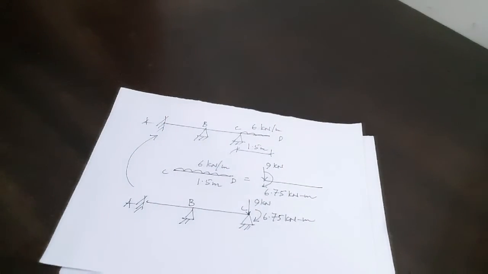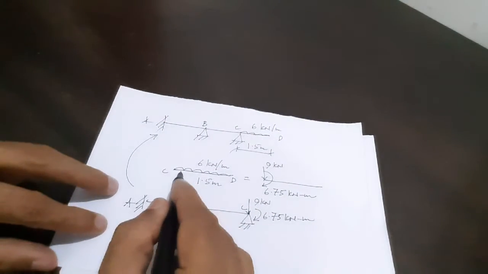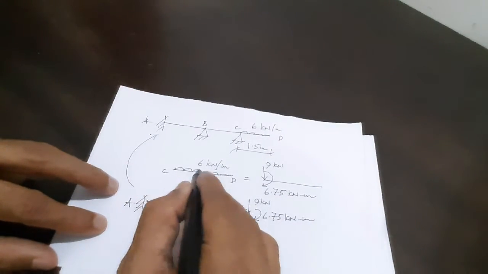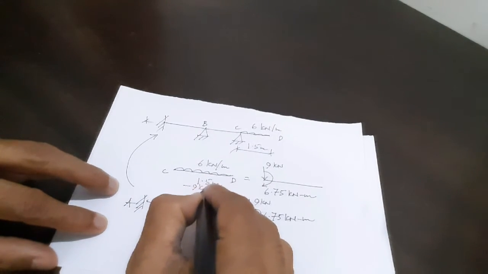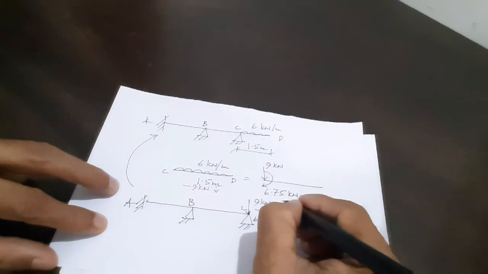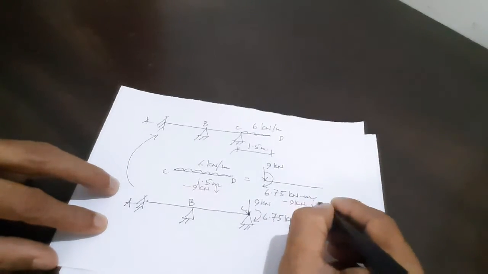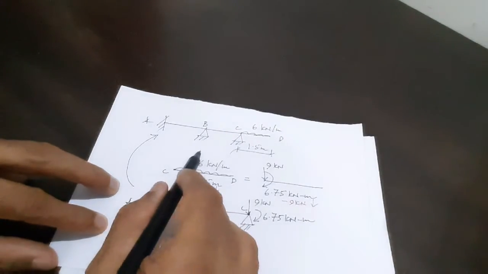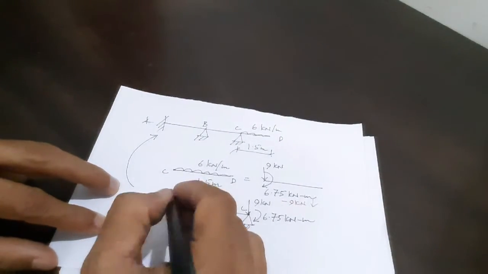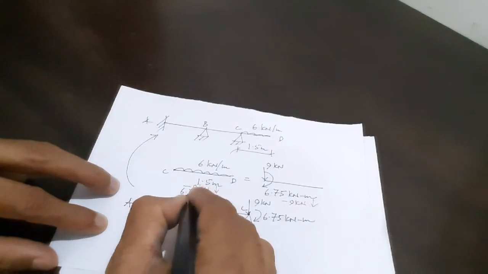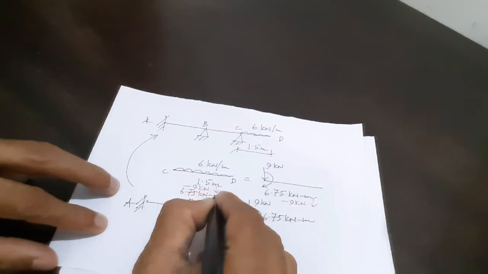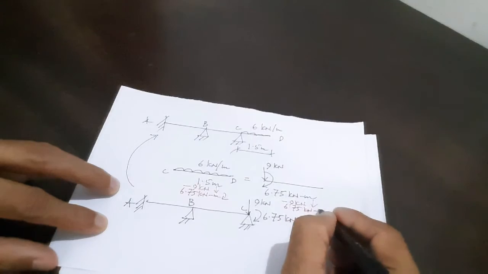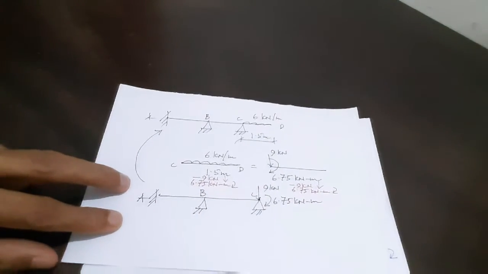Now we can check whether both the structures satisfy the same condition of equilibrium. Summation Fx equal to 0, summation Fx equal to 0. Summation Fy, 6 into 1.5, that is minus 9 kilonewton acting downwards. Here minus 9 kilonewton acting downwards, both the structures. And what is the moment at C? Moment at C is 6 into 1.5 into 0.75, that is 6.75 kilonewton meter clockwise. Here also 6.75 kilonewton meter clockwise. So both the structures are equivalent structures.